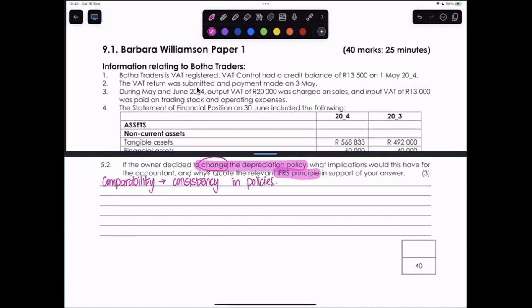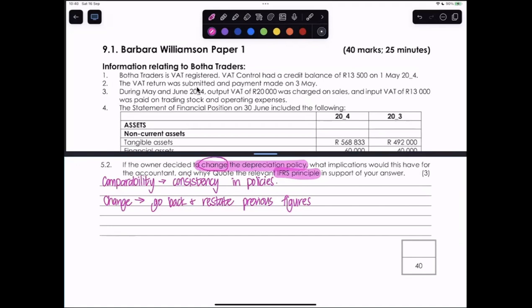Now, in this case, obviously, if you want to change the policy, that means it's not going to be consistent. And what happens then? If you have to change anything, you would then need to go back and restate the figures for the previous year as if you had used the alternative policy, and then what would the figures have been then. So it's pretty onerous. It's very important to try and get it right in the first place.